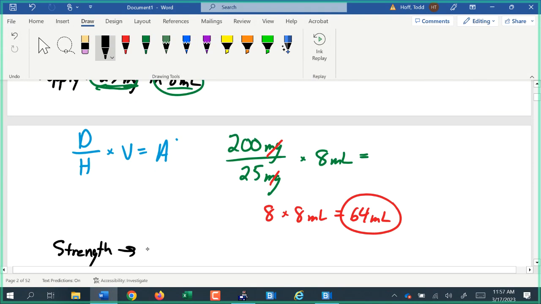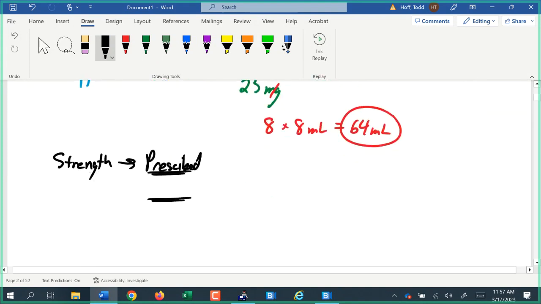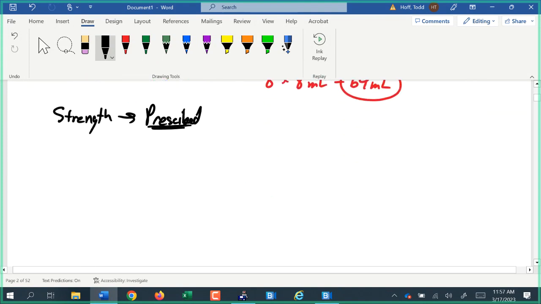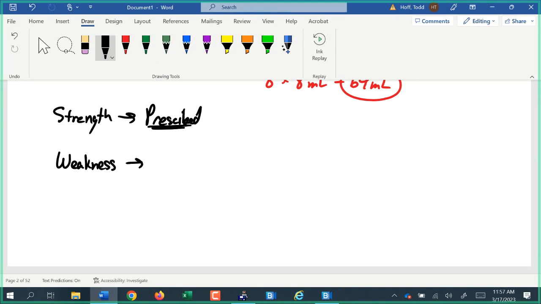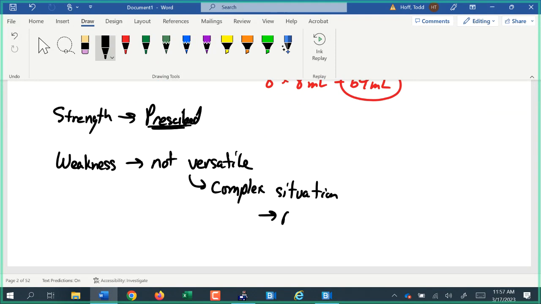Anyway, and that is because it's prescribed. Not much room for change there. You don't have to interpret much of anything other than picking the information out of what's given. The major weakness, though, is it's not very versatile. In fact, if we get into a more complex situation, we're going to have to use it more than one time, sometimes several times.